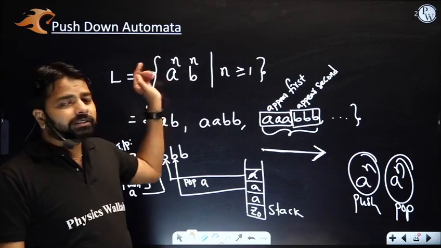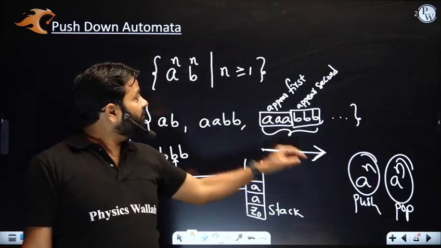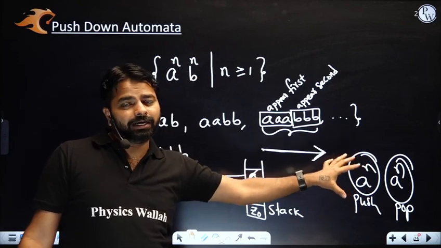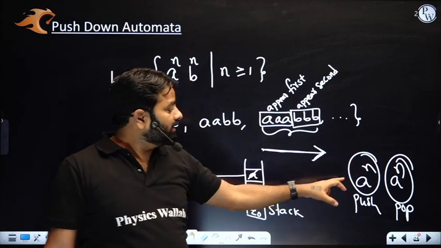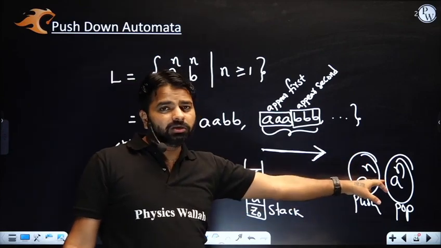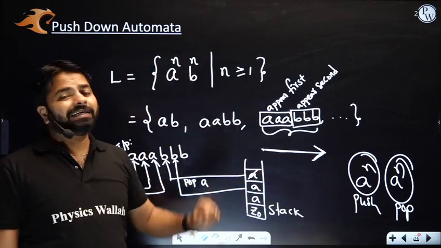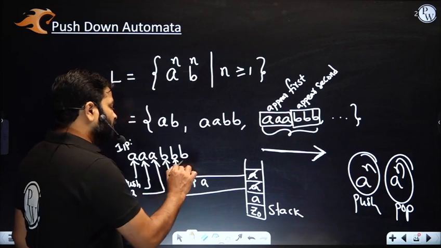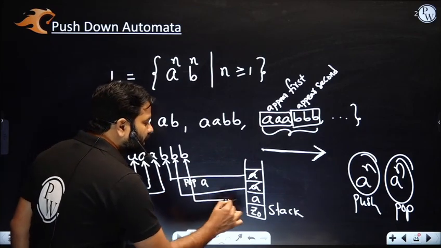When you read A's, you push A's. When you read B's, you pop A's. So this is what is happening inside the stack. But these are different operations, so that's why you are able to compare two different symbols. Perfect. Now, the second symbol is popped. When this B comes, you pop another A.